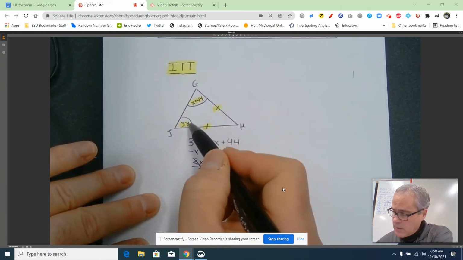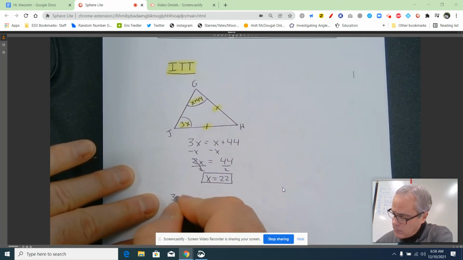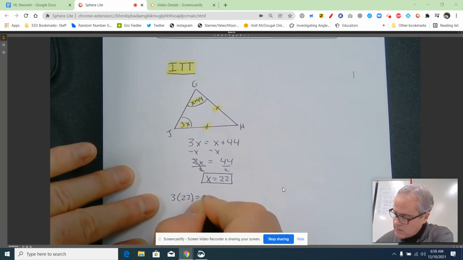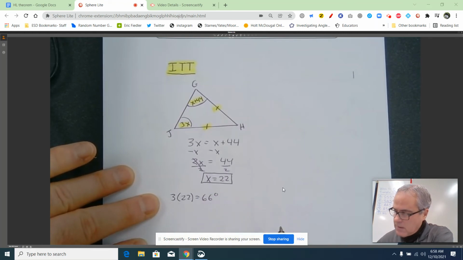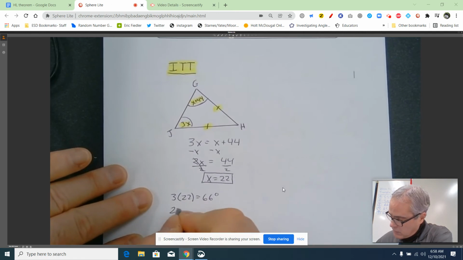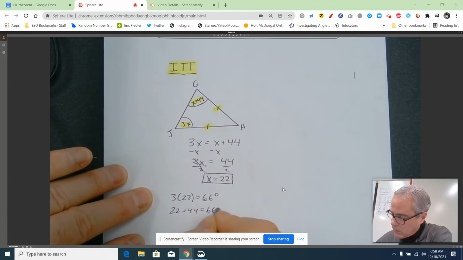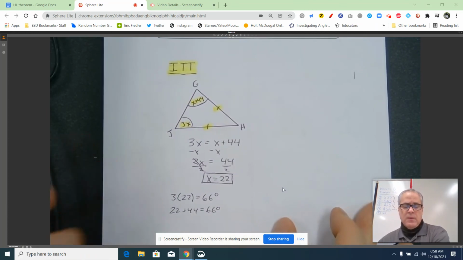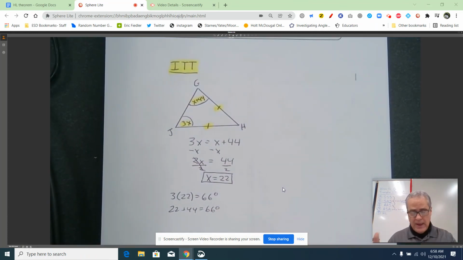If we had to find these two angles, let's plug back in. 3 times 22 is equal to 66 degrees. And I'm going to plug it into the other one because they should be the same, right? So 22, and I'm looking at this right there, plus 44 is also equal to 66 degrees. That makes me feel satisfied because I know they have to be the same in an isosceles triangle.